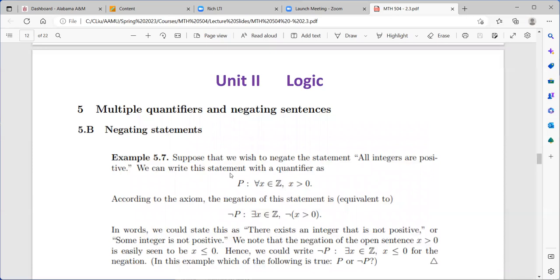So first, let's just try to write this in symbolic logic. Okay, so we can use the universal quantifier for all integers. That means we need to use the universal quantifier for any X in Z, the integers. So X is greater than 0. That's exactly what it means. All integers are positive. So we use P to denote this statement.